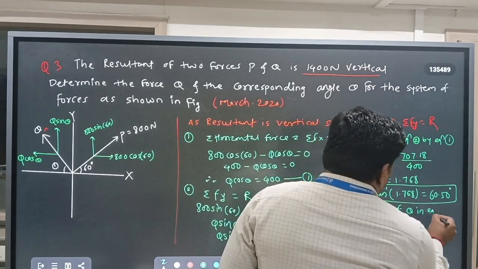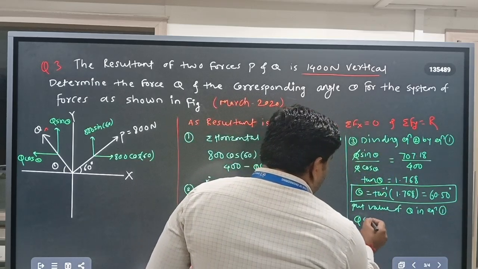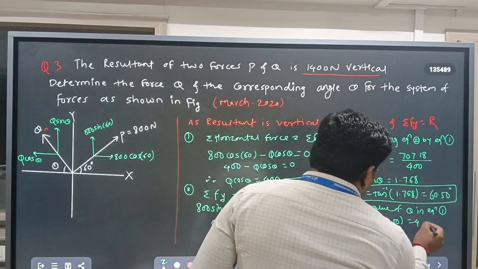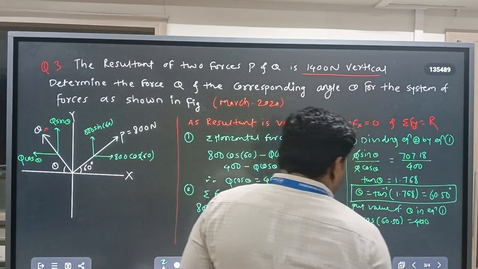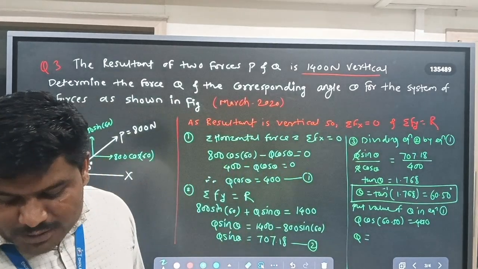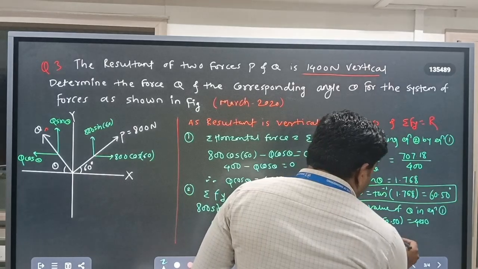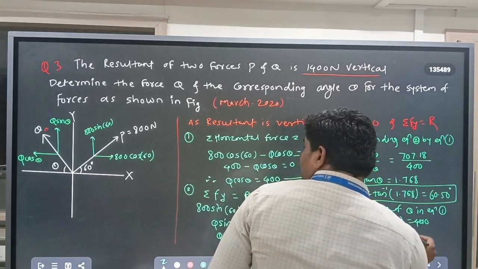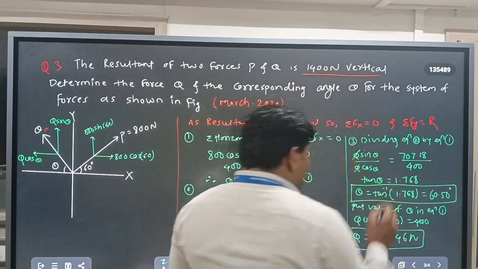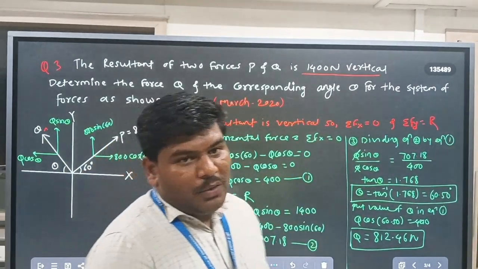in equation 1. So equation 1 will be Q cos 60.50 is equal to 400. Okay, from there you will get Q equal to 812.46 Newton. So in this way you will get both the values.